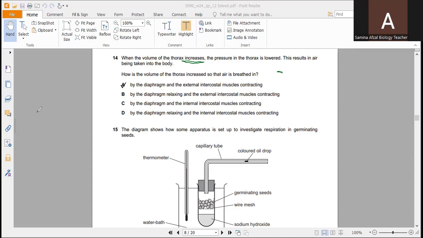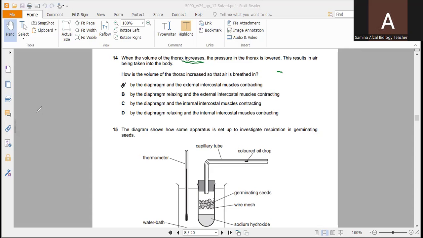The diaphragm is the membranous structure which separates the thoracic region from the lumbar region. It is helpful in the process of respiration, inhalation or exhalation, breathing in or breathing out. When the diaphragm contracts, the external intercostal muscles also contract. When they contract, the volume of the thorax is increased.